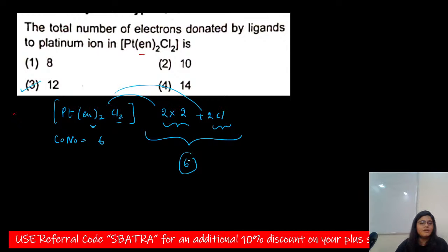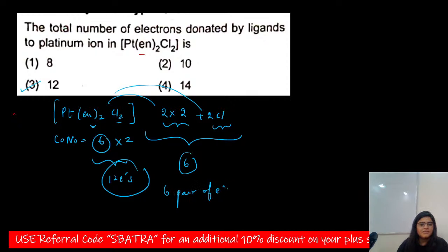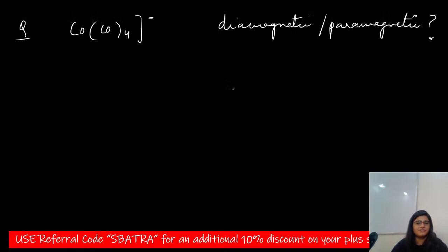If we have 6 coordination number and each ligand donates 2 electrons, that means it donates a pair of electrons. So 6 coordination number into 2 electrons is equal to 12 electrons, or what we can say 6 pairs of electrons. So the correct answer is definitely option number C. Great. Let's take the next question now.